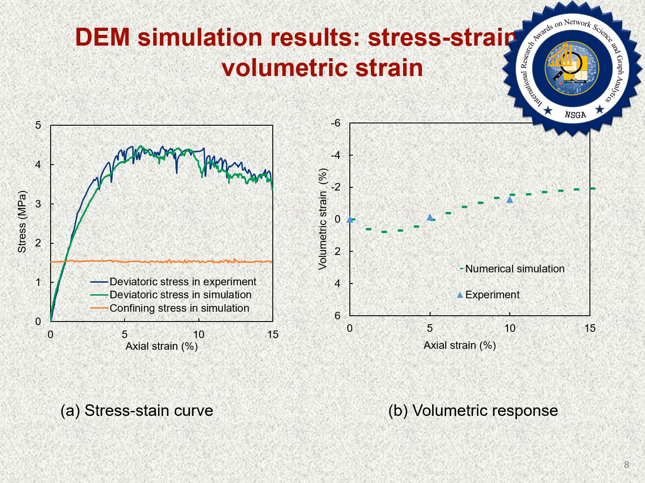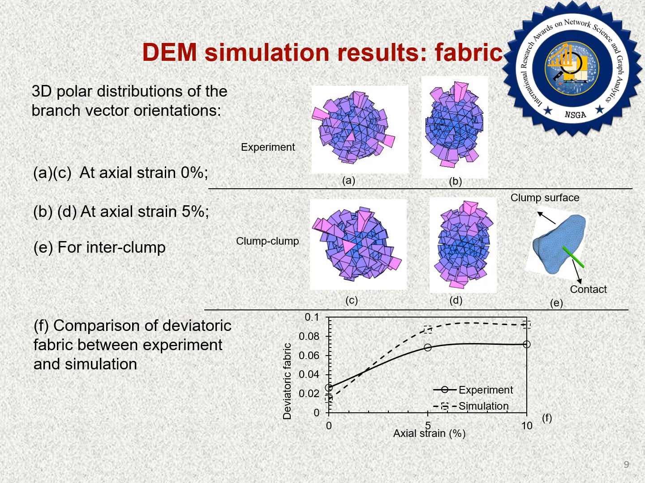The following figures show the stress-strain and volumetric strain curves after calibration, and we can see a good agreement of both stress-strain curves and volumetric response. It reflects the feasibility and capability of this 1-to-1 mapping technique, and further validates the model parameters utilized in this study. And here is the comparison of the fabric evolution, also a good result.